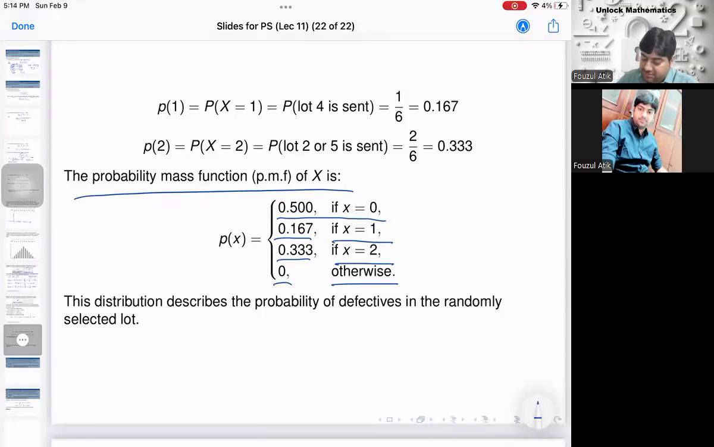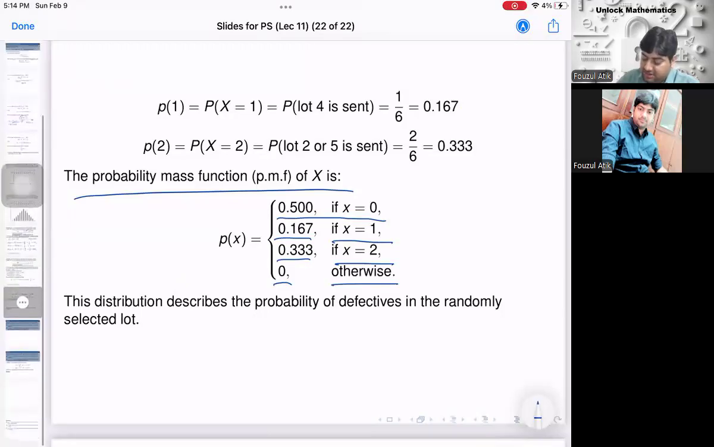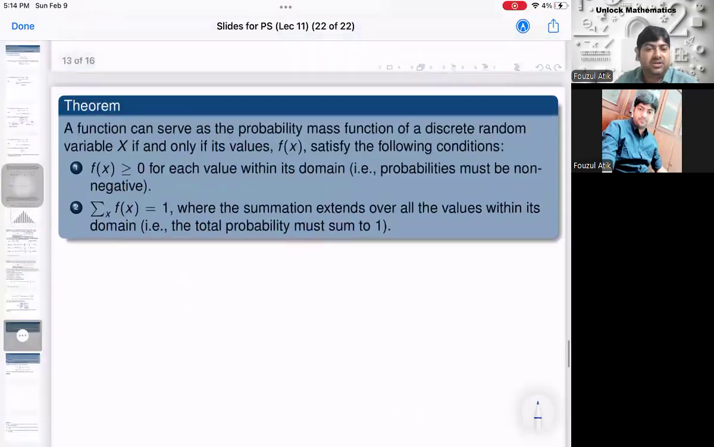Now we have just one result which gives the other way. We have already seen that if it is a probability mass function, then it should satisfy some properties. Now, which properties are sufficient to become a probability mass function? Look at the theorem. A function can serve as the probability mass function of a discrete random variable x if and only if its values f(x) satisfy the following conditions.